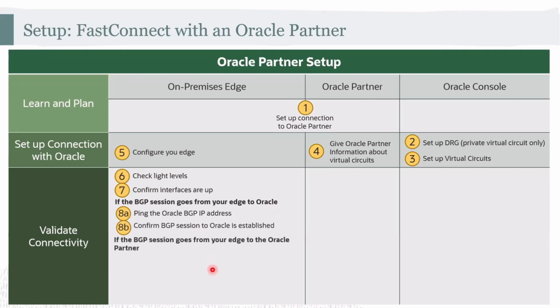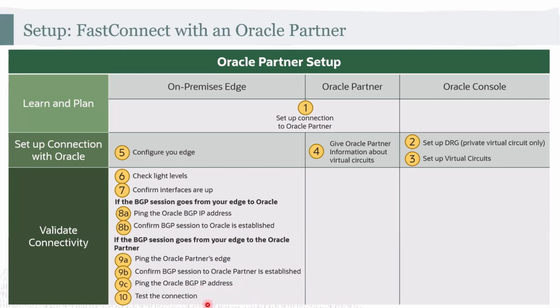Now, if the BGP session goes from your edge to the Oracle partner, then you need to ping the Oracle partner's edge. You also need to confirm that the BGP session to the Oracle partner is established. After that, you also need to ping the Oracle BGP IP address. And finally, you will test the connection. So these are the steps when it comes to configuring Fast Connect with an Oracle partner.